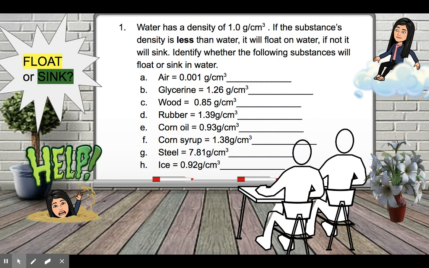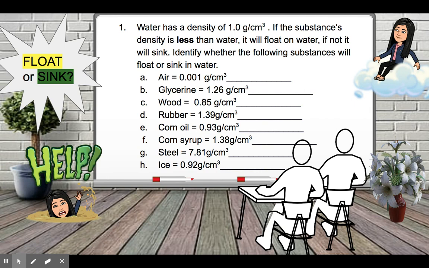Water has a density of 1 gram per cubic centimeter. If the substance's density is less than water, it will float on water. If not, it will sink. Identify whether the following substances will float or sink in water.